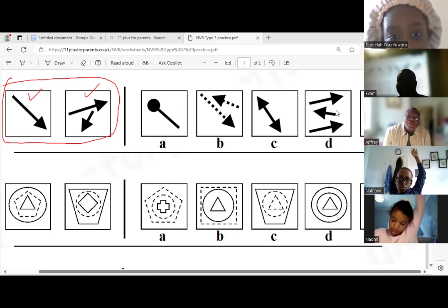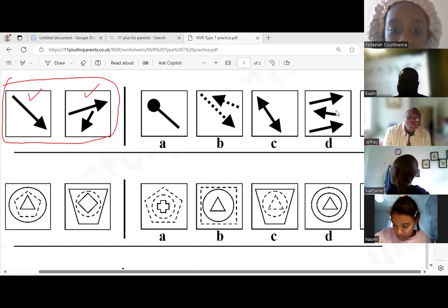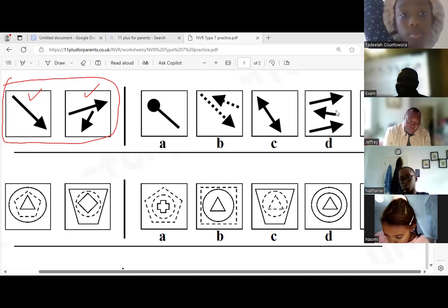Very good. Those of you that wrote shape, give yourself a tick. Right. If you wrote shading, raise up your hand. What did you write? Okay, that's fine. If you wrote shading, raise up your hand. Very good.